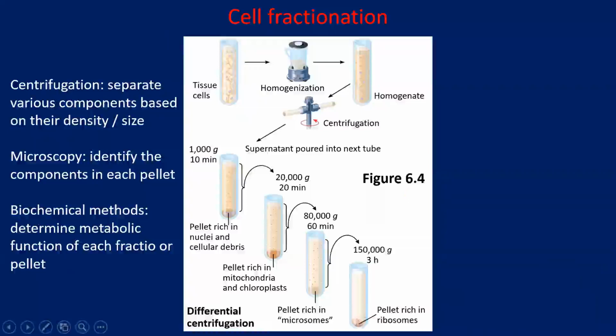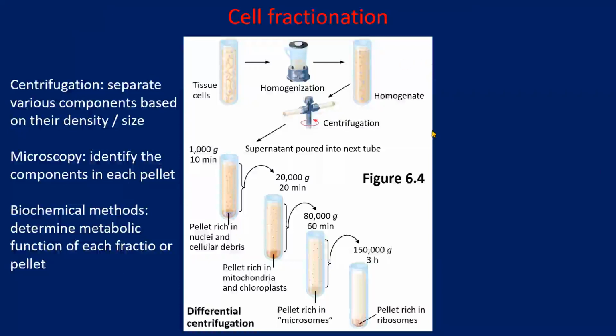So the other technique is centrifugation, and for that you want to go for cell fractionation. Centrifugation will separate the various components of the cell depending upon their density or size. And then microscopy can identify the components in each density fraction or pellet. And apart from that, you can apply biochemical methods to determine the metabolic functions of each fraction or pellet.